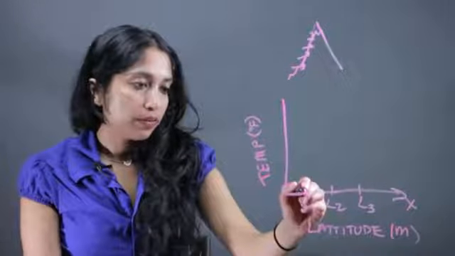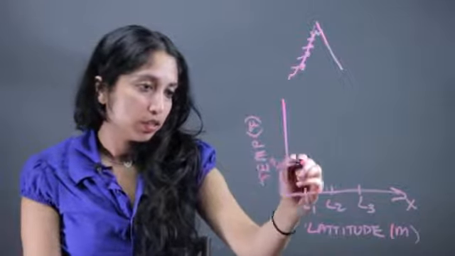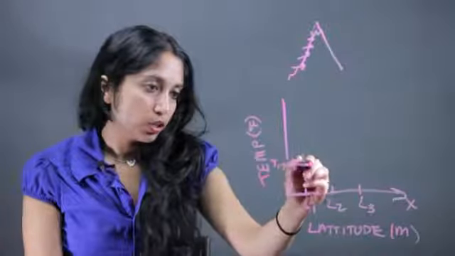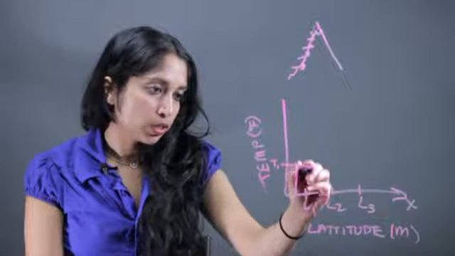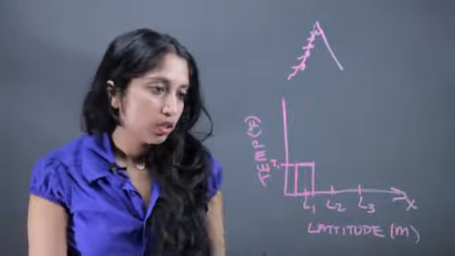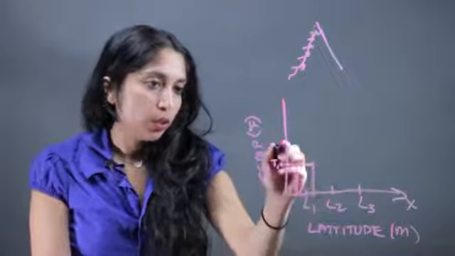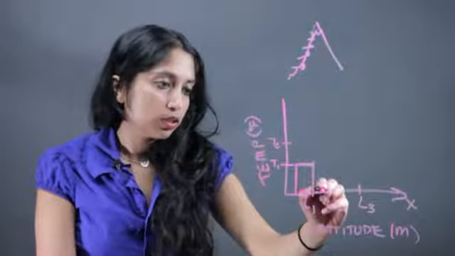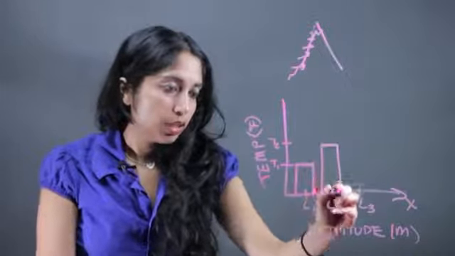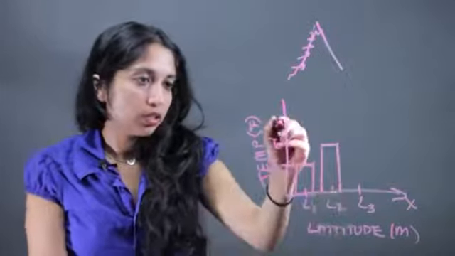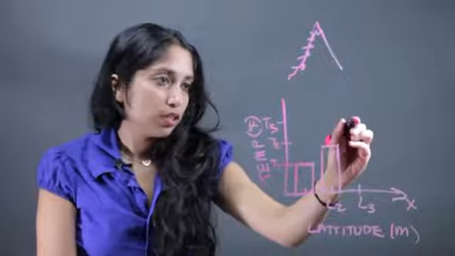So for a bar graph, at each latitude, we're going to get a specific temperature, T1. We're just going to create a bar with the top of it at the value we measured. We're going to keep doing that. So for latitude 2, you're going to get some measurement T2. Make another bar. L3, we're going to have some T3.